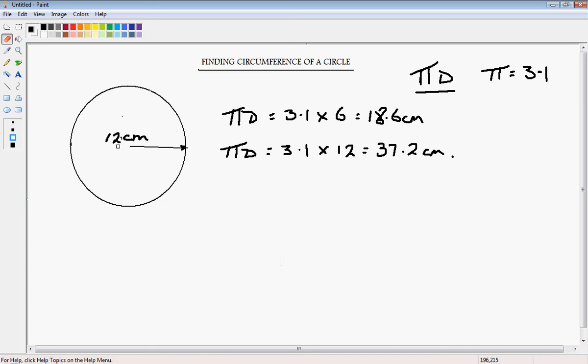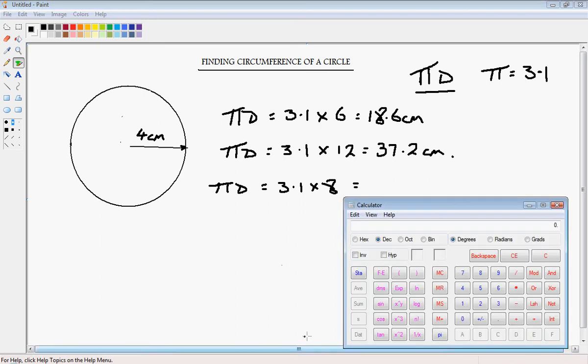Now what they'll do sometimes is this: they'll tell us the radius. So let's say the radius is 4 centimeters. Now the formula still stays the same, pi times d, so that's still 3.1. Now we have to be careful because we don't have d. Okay, we have r, the radius. Now going back to the last video, remember the radius here is half the diameter. So this would be another radius of 4 centimeters. Okay, so the diameter is twice the radius, so this would be 2 times 4, which gives us 8.